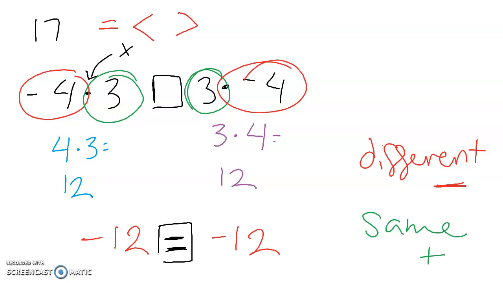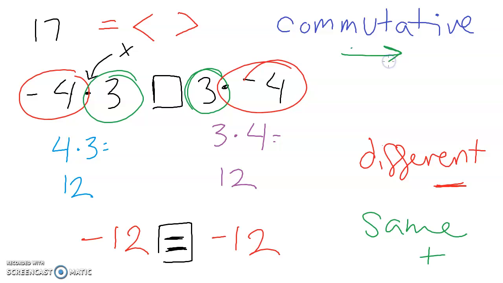This is to show that multiplication is commutative. So that means you can do it in either direction and it does not change the value of the answer. You can switch the numbers, the order of the numbers, and it doesn't make a difference.